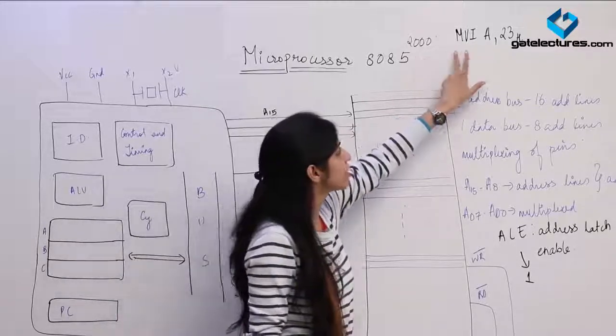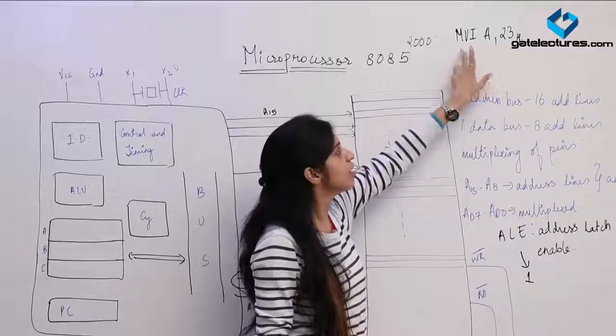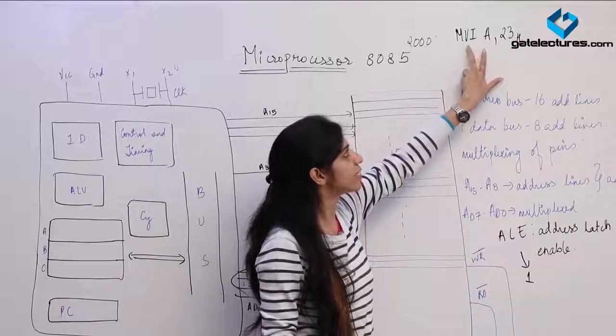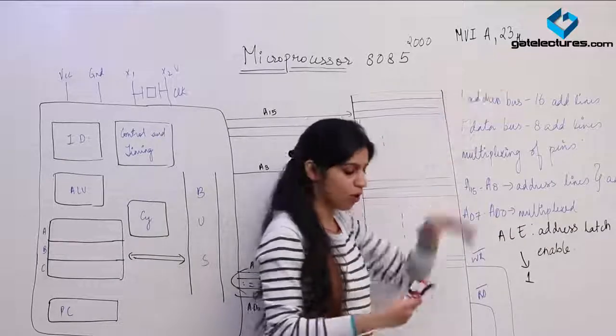So if the starting address for this instruction is 2000, this MVI A is known as the opcode. We call this the opcode.